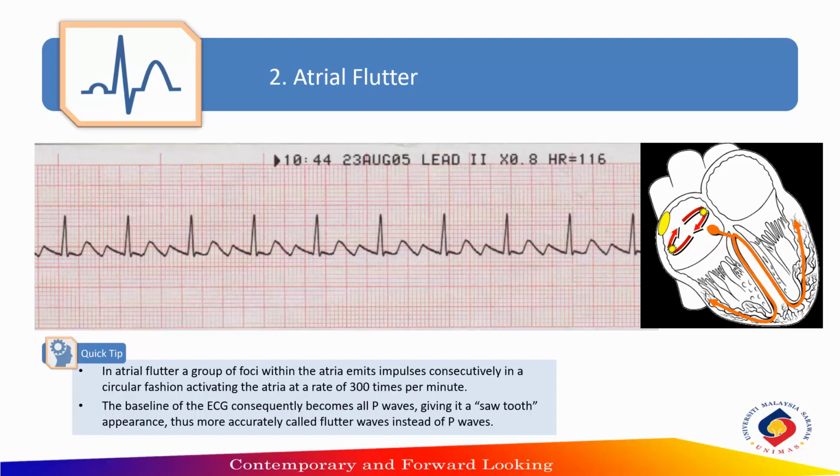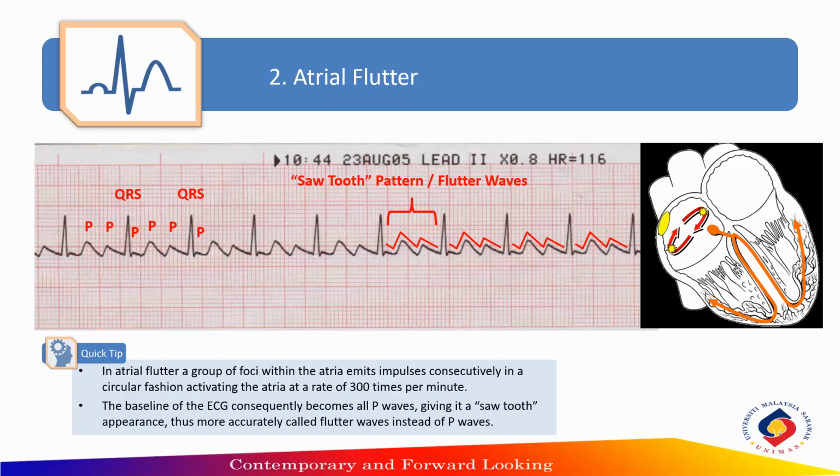In atrial flutter, a group of foci within the atria emits impulses consecutively in a circular fashion, activating the atria at a rate of 300 times per minute. The baseline of the ECG consequently becomes all P waves, giving it a sawtooth appearance, thus much more accurately called flutter waves instead of P waves. You will also notice that the flutter waves morphology is evenly similar across the rhythm strip because the foci points which are emitting the impulses are constant.